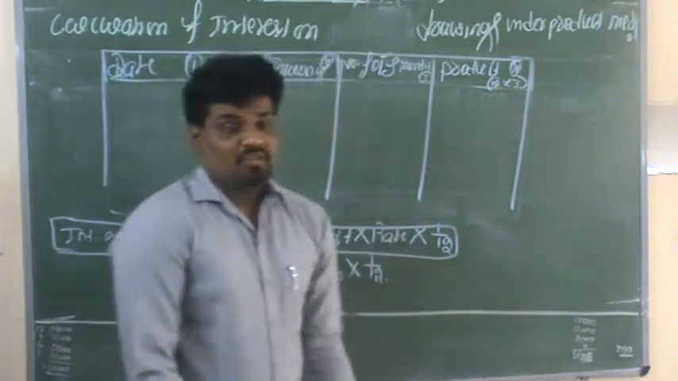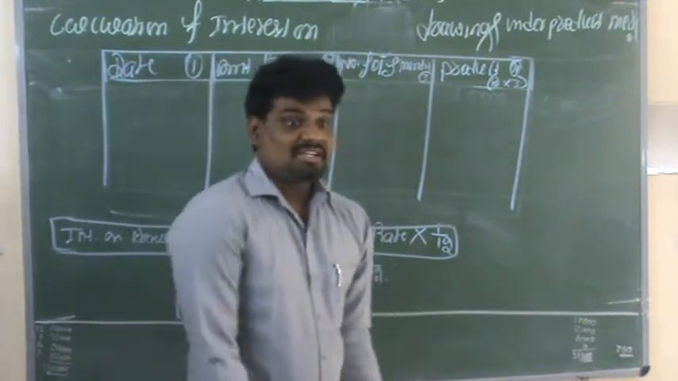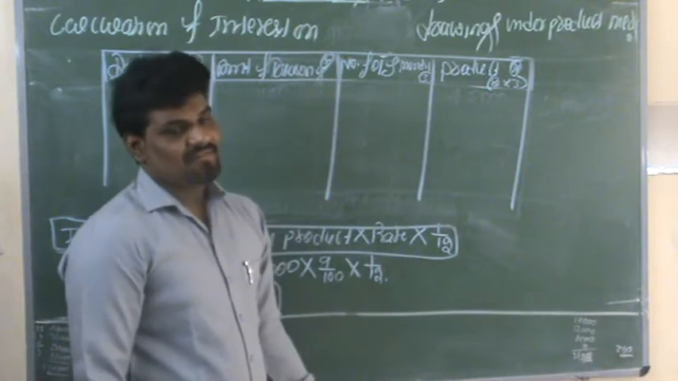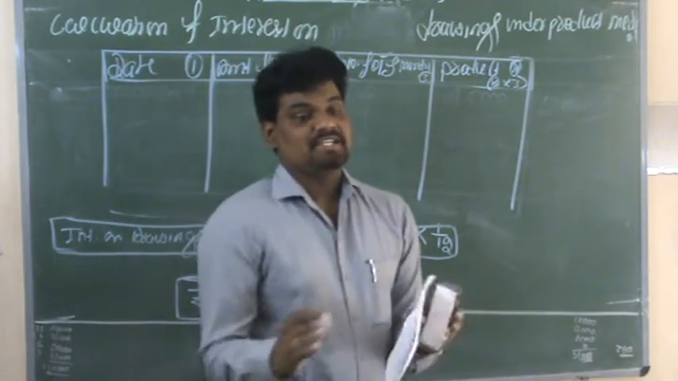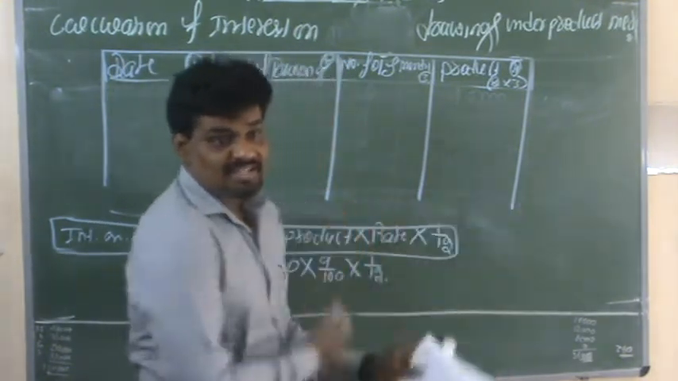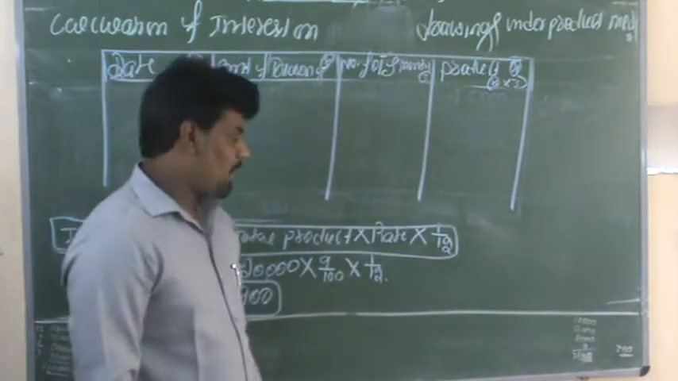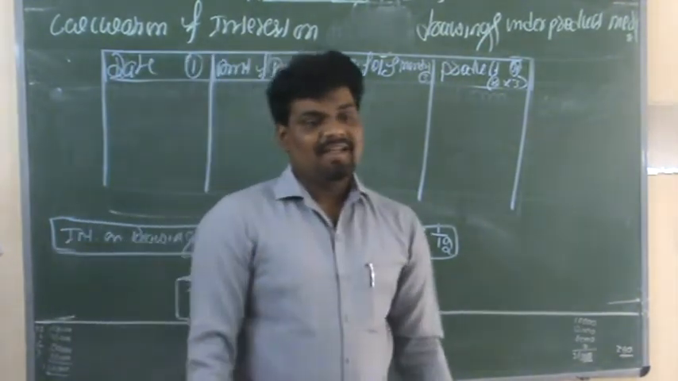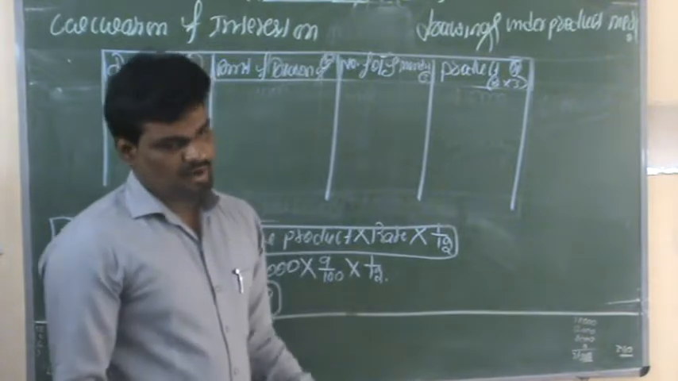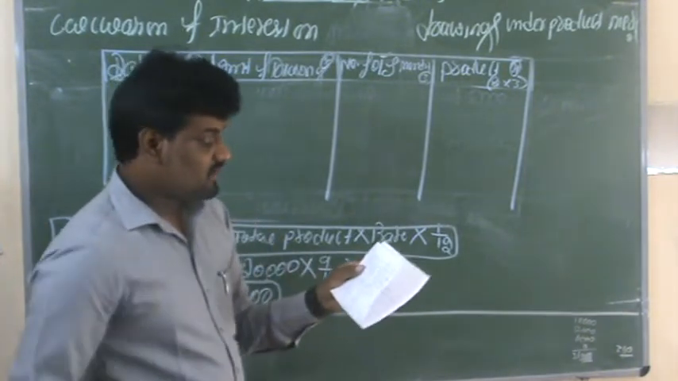Okay, come back to the next question. This question is related to when the partners are withdrawing at the end of each quarter. The previous question was related to the beginning of each quarter. So all of you observe the question.